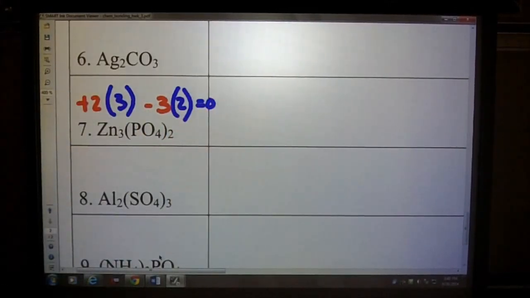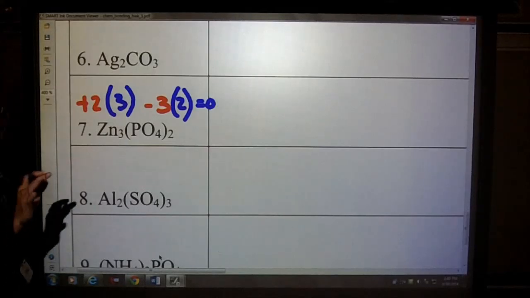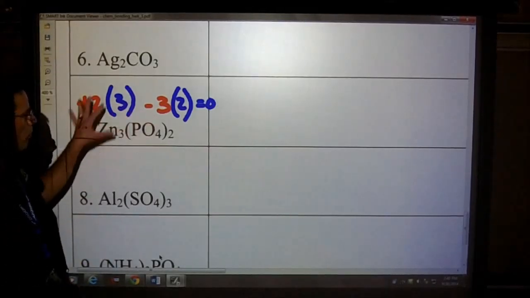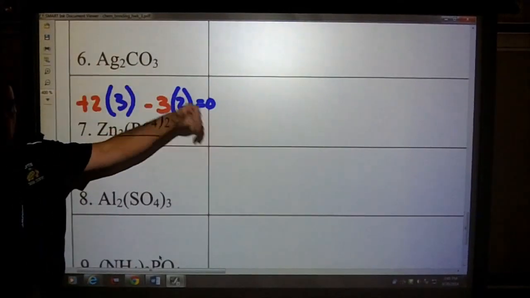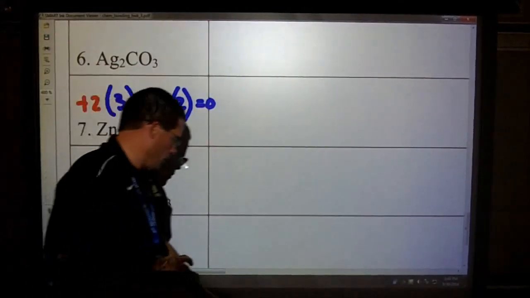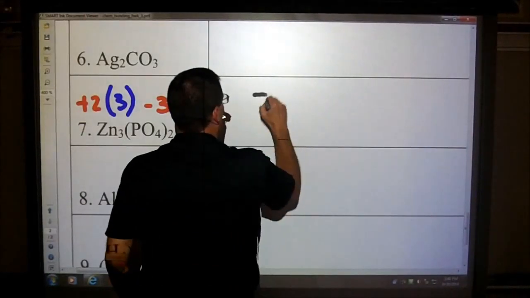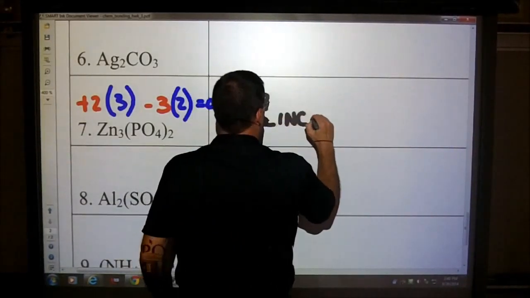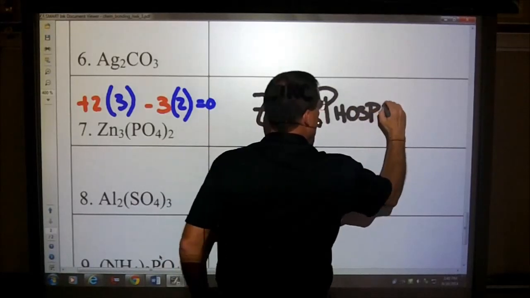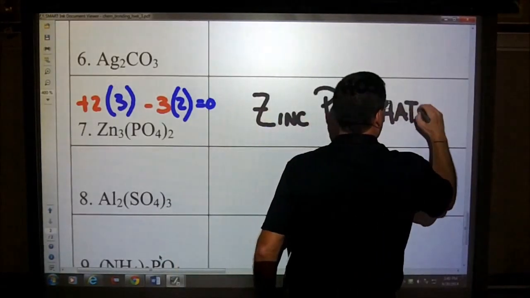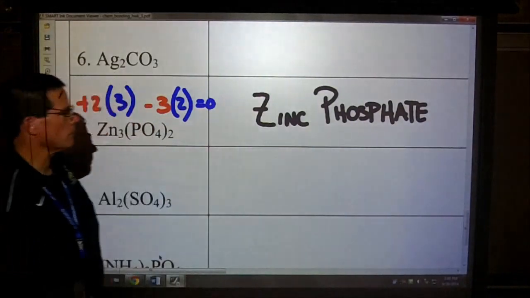Okay? But again, when naming it, you don't have to worry about the charges, but it's good practice just to make sure that if I gave you the name, that you could write this out. So in this case here, we have zinc and phosphate. Okay.